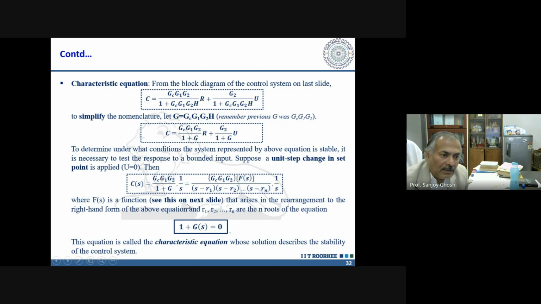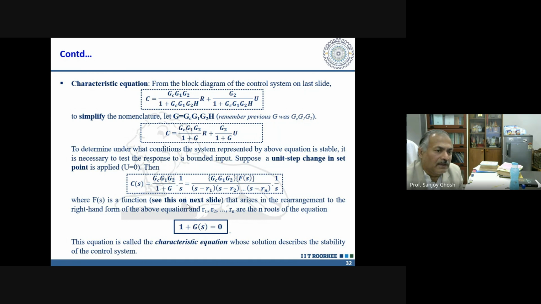Now look at it, if I put those values, now what is R? R is a step change in the input, right? That means a set point change. Set point change, suppose one step change, say 5 degrees centigrade I did, right? Temperature, so 30 to 35. So that means what? 1 by S. Now 1 is what? That's 5 degrees centigrade.